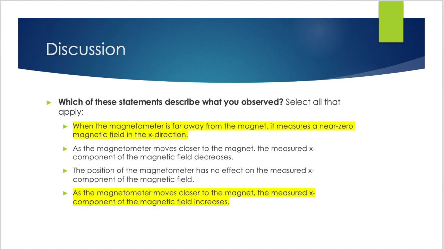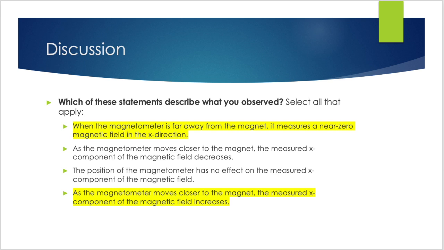When the magnetometer is far away from the magnet, it measures a near-zero magnetic field in the x direction, and as it moves closer to the magnet, the measured x component of the magnetic field increases. So these are the two statements that describe what I observed in this lab.